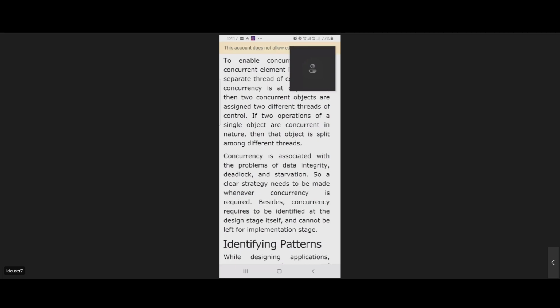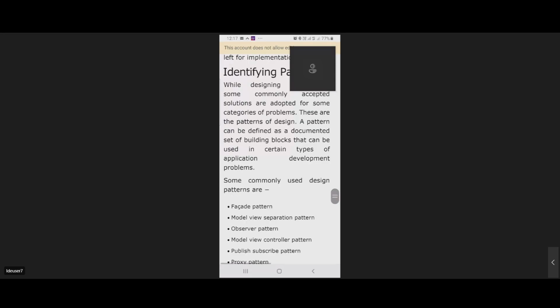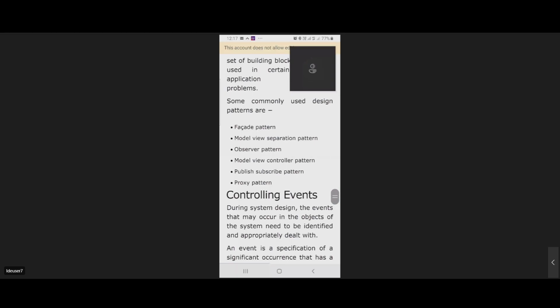So identifying the patterns, how to identify the pattern. When designing applications, the commonly accepted solutions are adopted for some categories of problems. So these are the patterns of design. The pattern can be defined as a documented set of building blocks that can be used in certain types of application development problems. So what are the commonly used design patterns? Facade pattern, model view separation pattern, observer pattern, model view controller pattern, publish subscribe pattern, and proxy pattern.